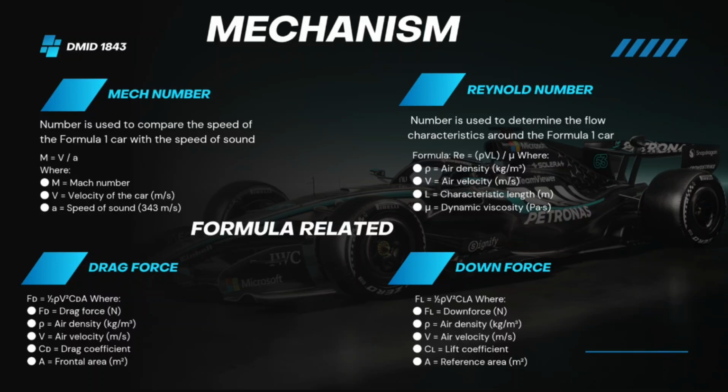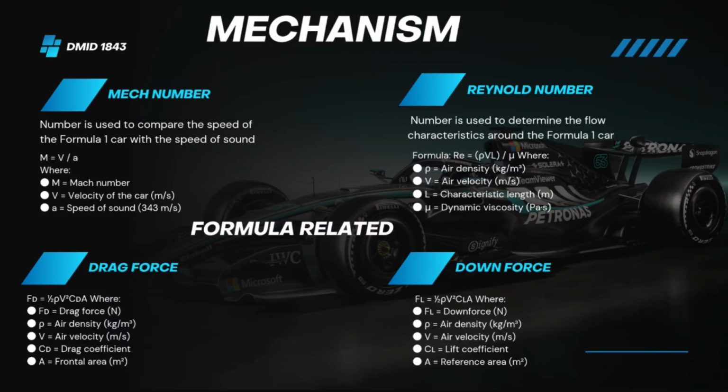For drag force, we can see that as the speed of the car increases, the drag force also increases significantly because the velocity is squared. Therefore, Formula 1 engineers design the car to reduce drag while maintaining good aerodynamic performance.